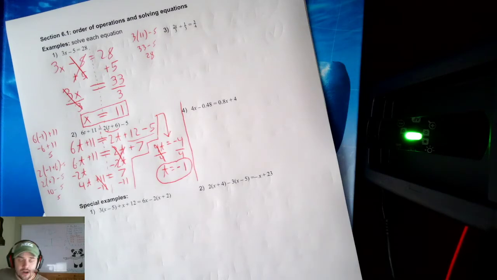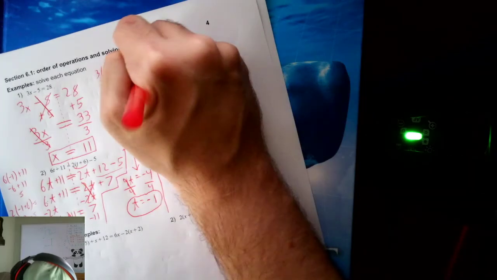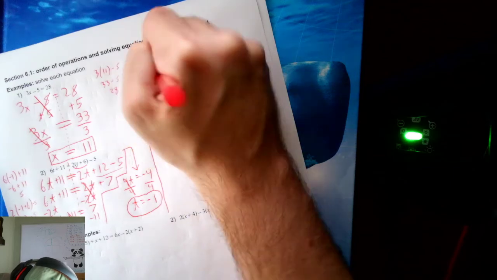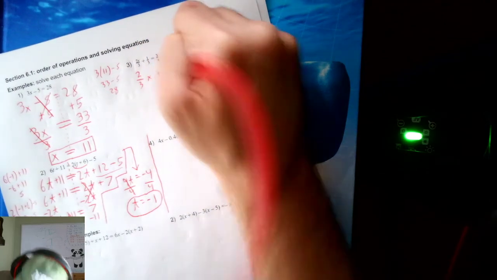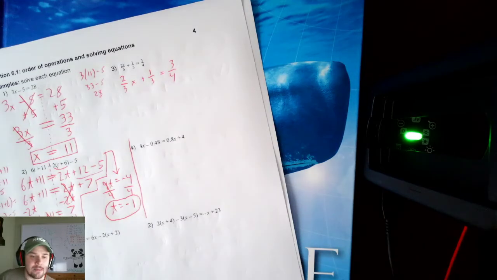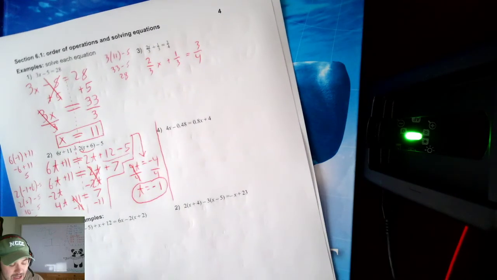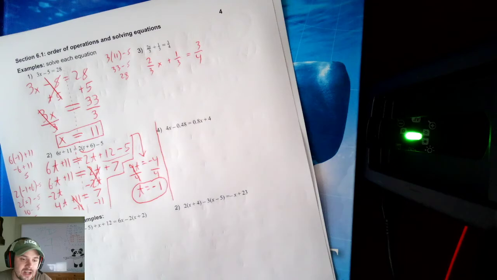Now, let's look at our first example with fractions. Let's rewrite it. We have 2/3 x plus 1/3 equals 3/4. Now, I'm going to use the trick I mentioned on the previous page. I'm going to get rid of all the fractions in one step so I don't have to deal with them for the rest of the problem.